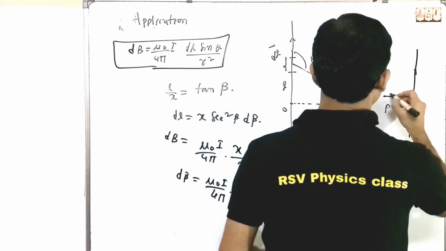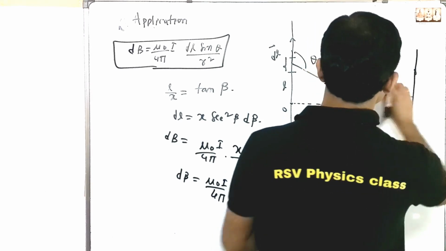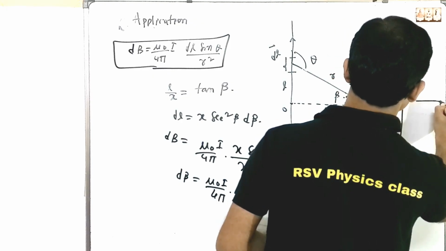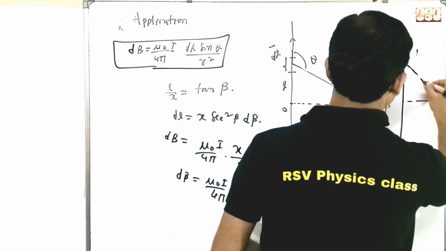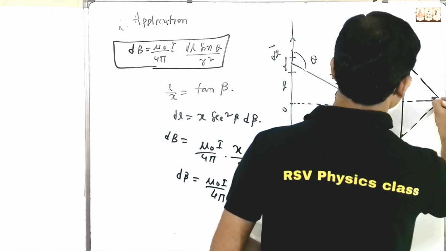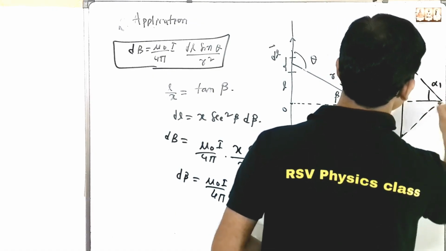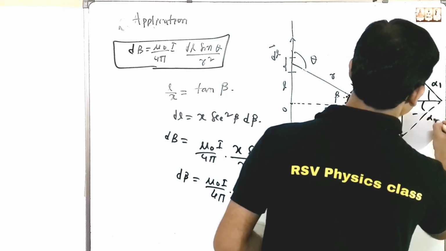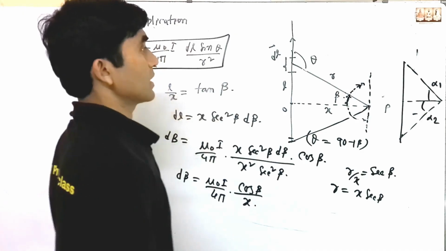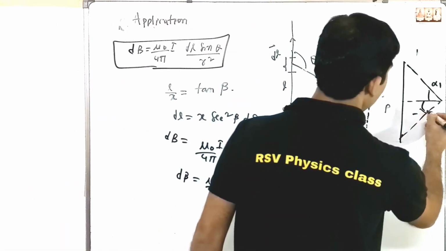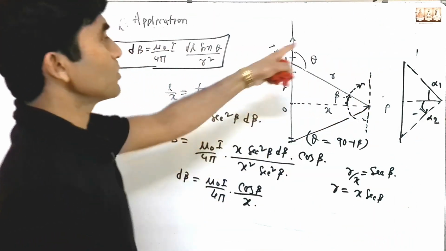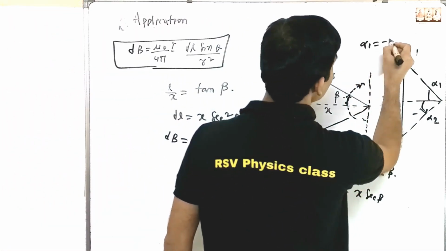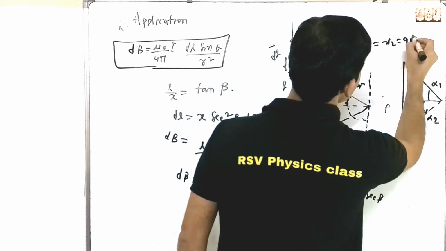So this wire, the angle with this wire, this one. So this angle and this angle, let's say this is alpha 1 and this is minus alpha 2. So for infinite wire, this alpha 1 and minus alpha 2 equal 90 degree, that I will show.